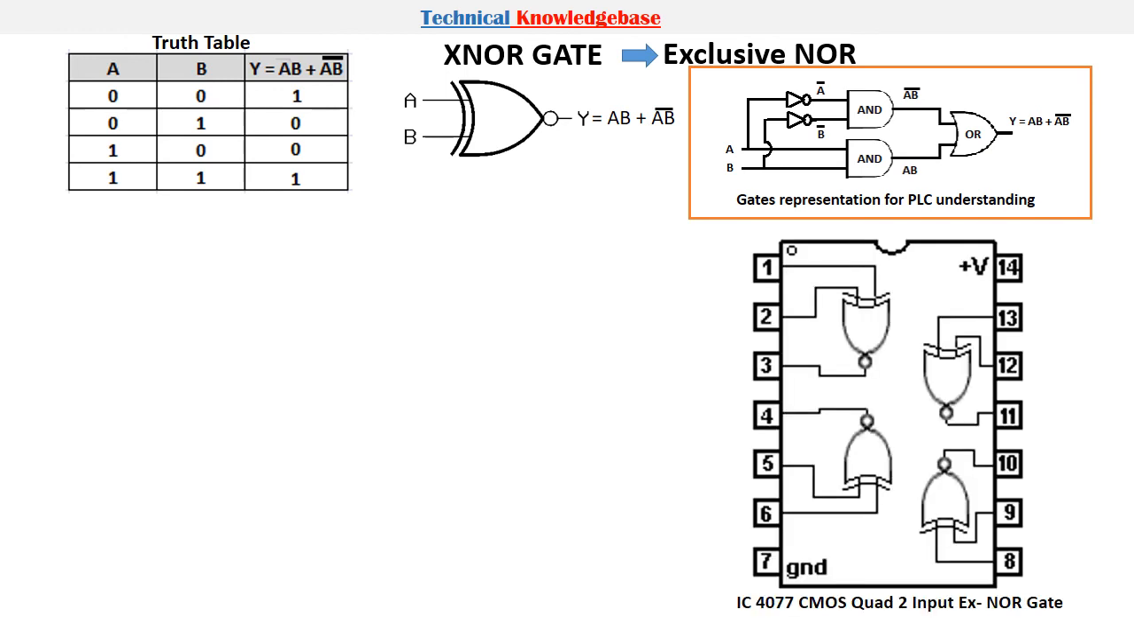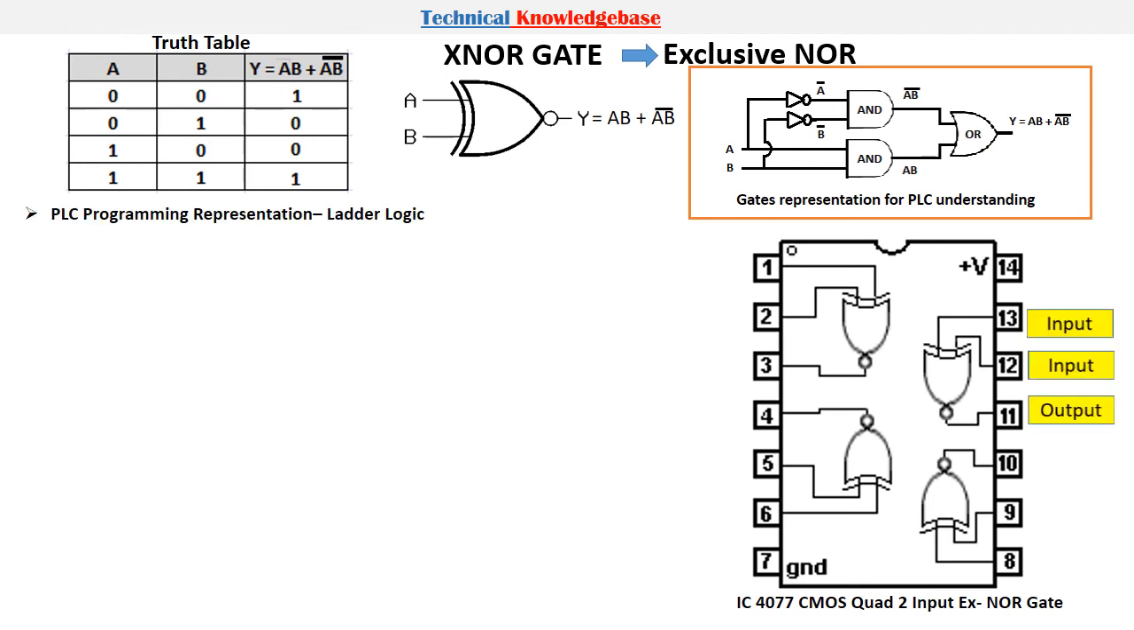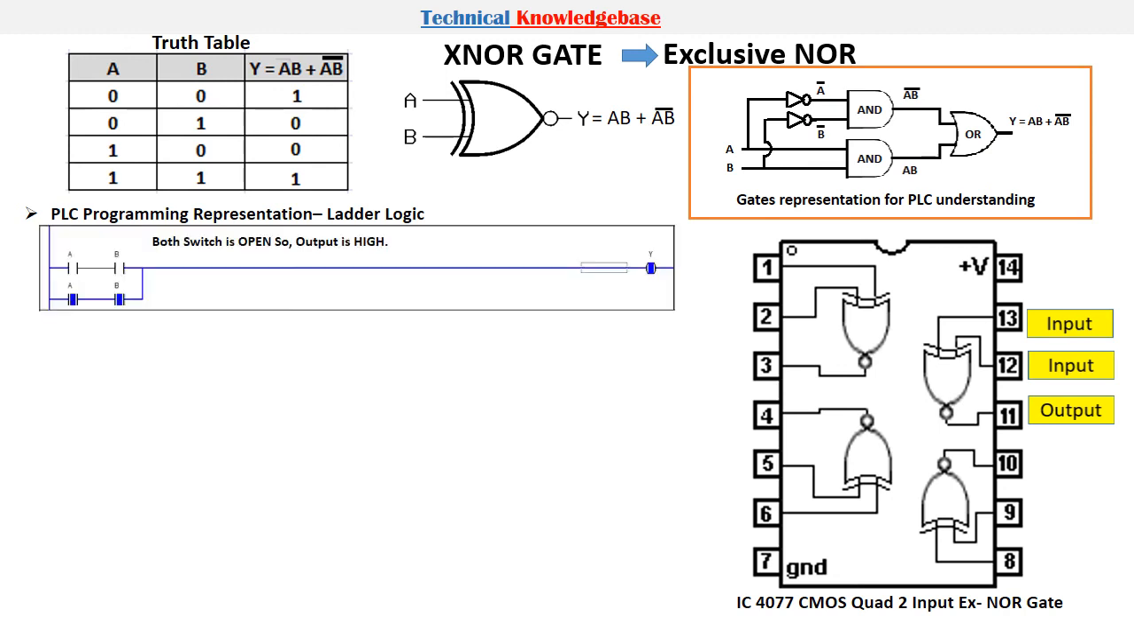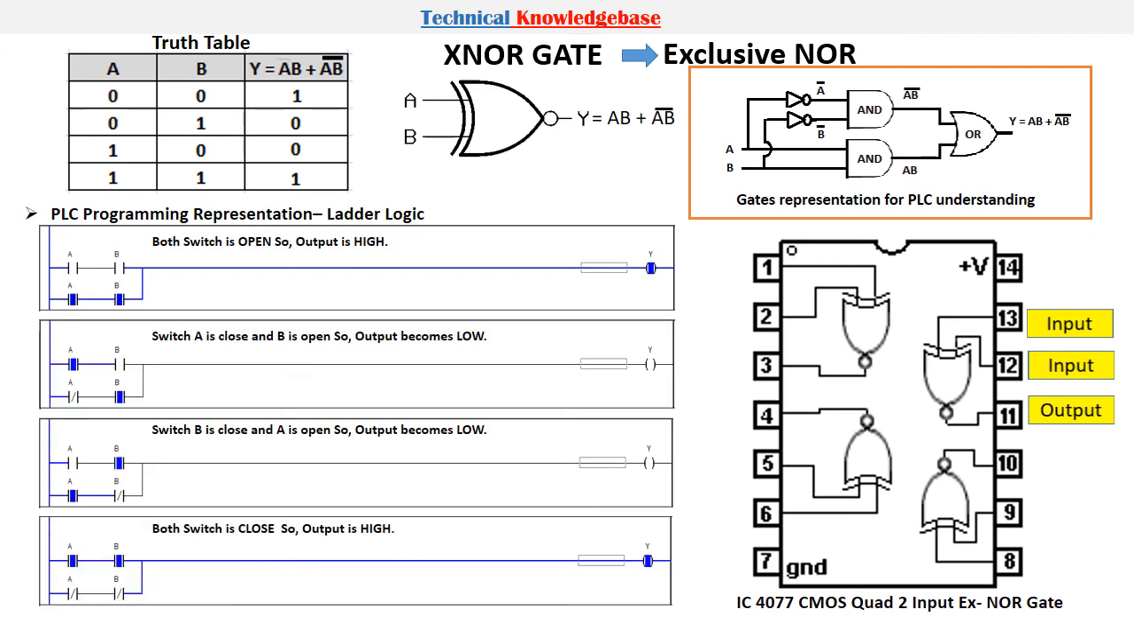The IC 4077 CMOS quad 2-input XNOR gate is used in electronic circuits as an XNOR gate. There are two inputs and one output. Now we move forward to the PLC program representation. If you see, they have used a combination in parallel, AB plus A bar B bar. We have used both open switches and both closed switches in parallel.